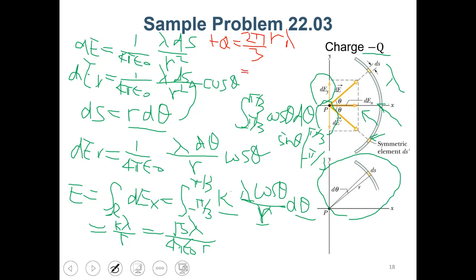Which leads to lambda equals 3q over 2 pi r. And we substitute lambda to here. So it turns out the answer will be 0.63 q over 4 pi epsilon 0 r squared.